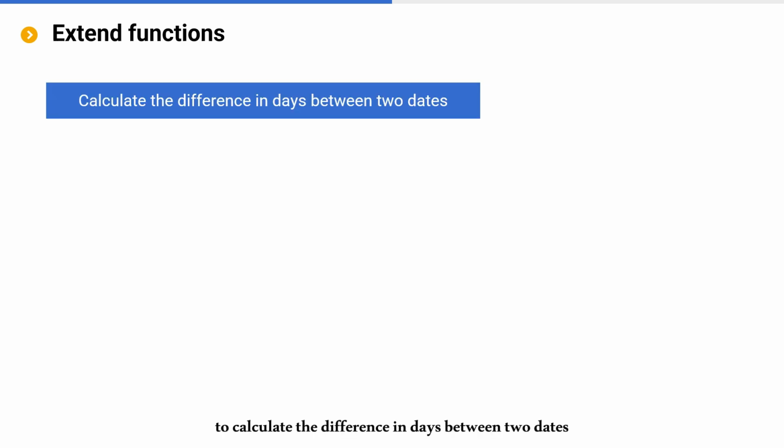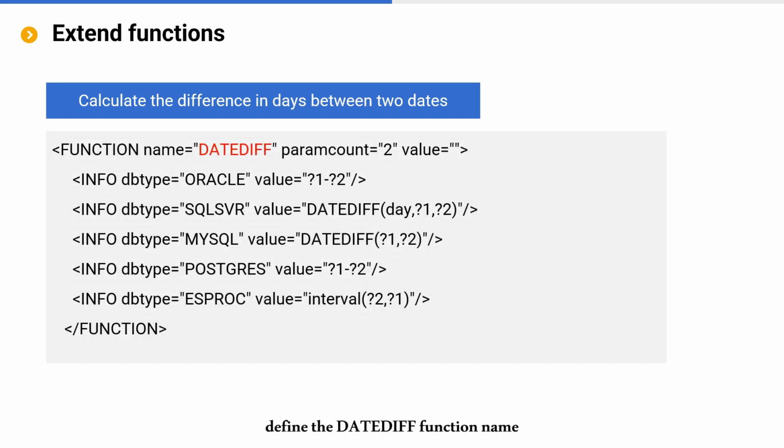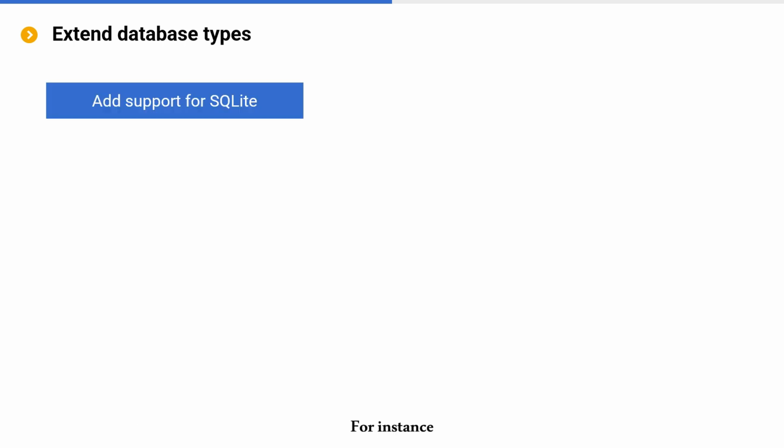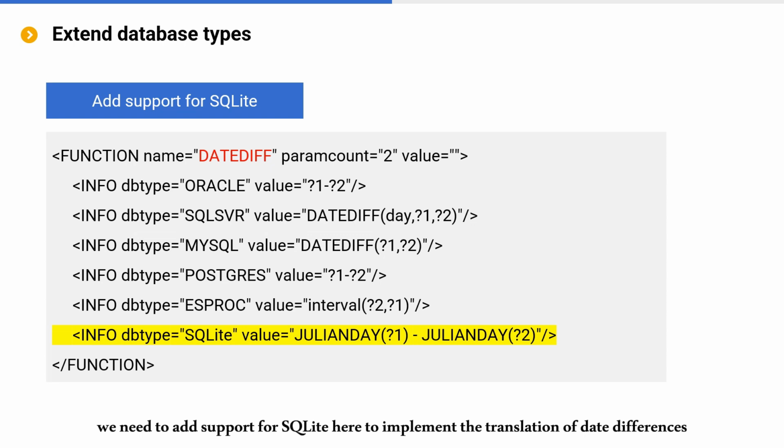SPL defines many functions in function.xml, but not all of them. In practice, you may encounter new functions and can add them on your own. For example, to calculate the difference in days between two dates, we can add a function node, define the dateDiff function name, and configure the corresponding database syntaxes in the info node. Similarly, to add support for other databases, simply include the info node information and configure the new database. For instance, we need to add support for SQLite here to implement the translation of date differences by days.